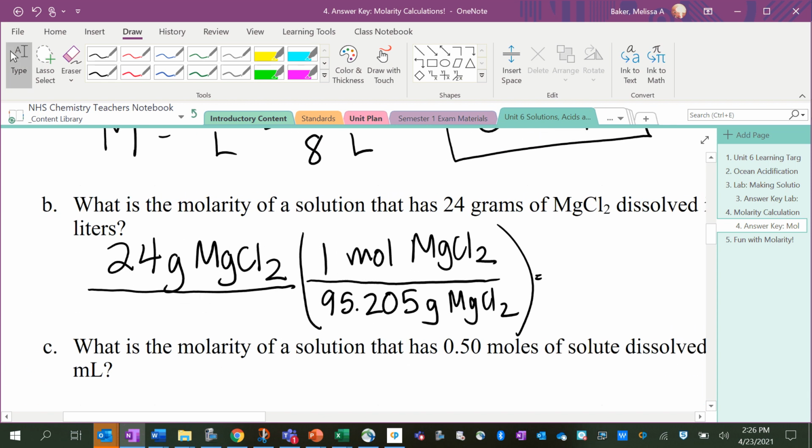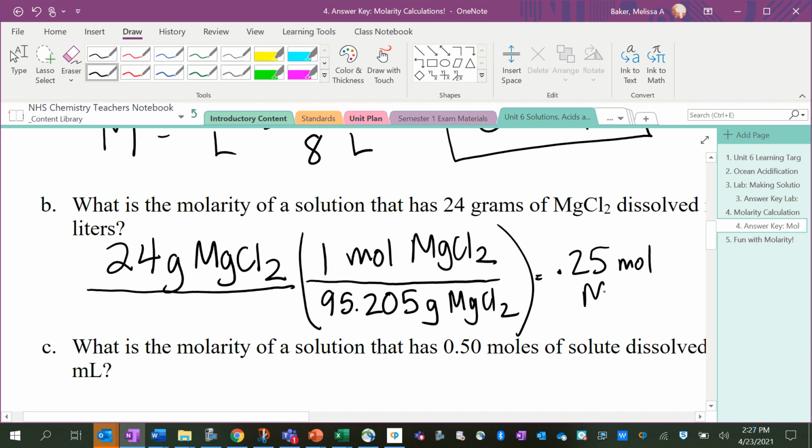So if 1 mole weighs 95 grams and we only have 24 grams, we don't even have a full mole. So we've got to divide by that molar mass to convert. 24 divided by 95.205. Answer, 0.25 moles of MgCl2.